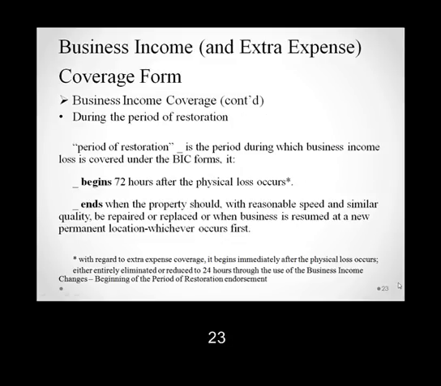When business is interrupted, there will be a period of restoration. It is the period during which business income loss is covered under the BIC forms. It begins 72 hours after the physical loss occurs and ends when the property should, with reasonable speed and similar quality, be repaired or replaced, or when business is resumed at a new permanent location, whichever occurs first. Therefore, the business income coverage has a waiting period of 72 hours, in which business loss is not covered. However, this waiting period does not apply to extra expense losses. This is appropriate because many extra expenses are incurred in the first few days after the damage.